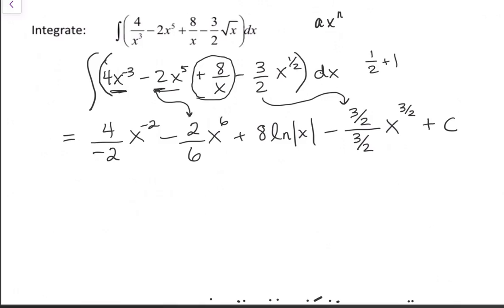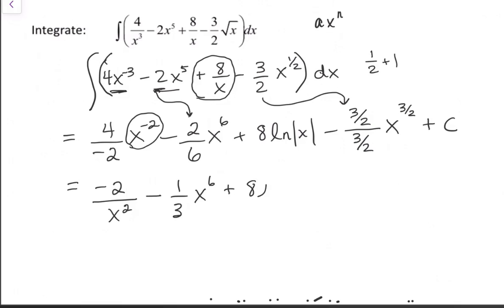So now we'll just go through and clean this up. Simplify our coefficients, make any exponents that are negative, positive, and we can go back to root notation if we want. So 4 divided by -2 is -2 for my coefficient, and I want to drop this x back down to the denominator since it has a negative exponent. So I'm going to write that as -2 over x squared. Minus, my coefficient here can be reduced to 1/3, x to the 6th.